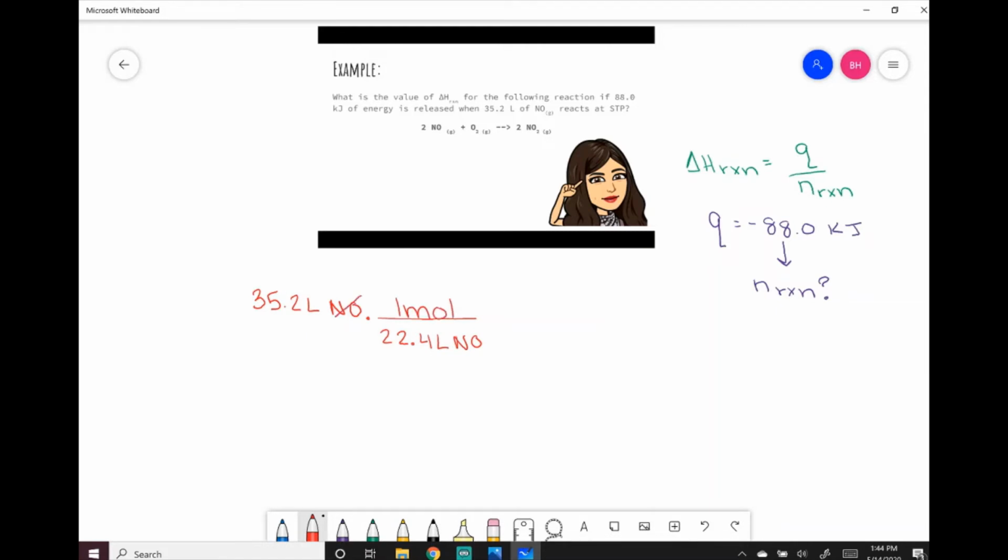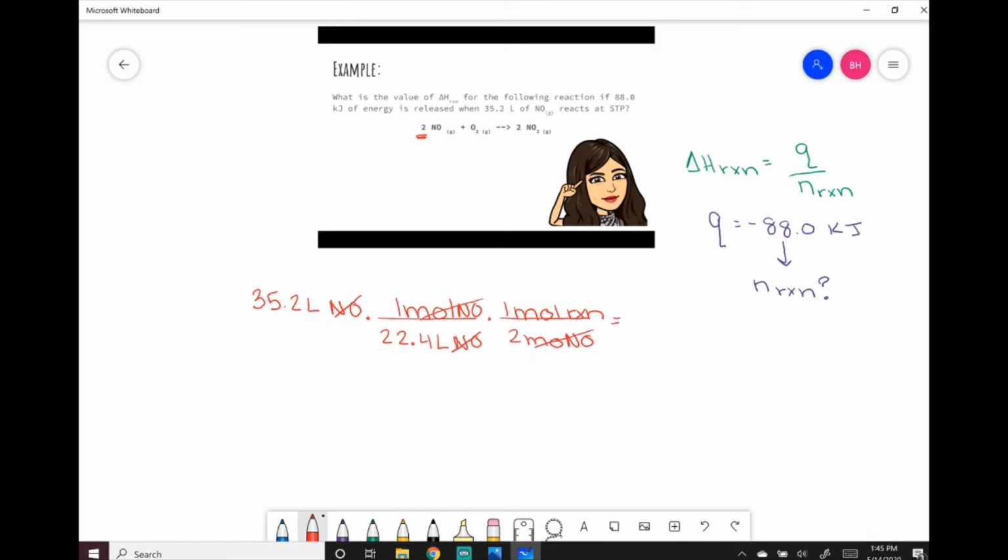But we want to know how much is for this entire reaction, not just this. And in this reaction, what we have is 2 moles of nitrogen monoxide for every 1 mole of reaction. So we want to make sure that we include that, and that's from this balanced reaction. So we have 1 mole of this reaction, or one unit of this reaction, and there are 2 moles for that. So we want to make sure that we include that in there.